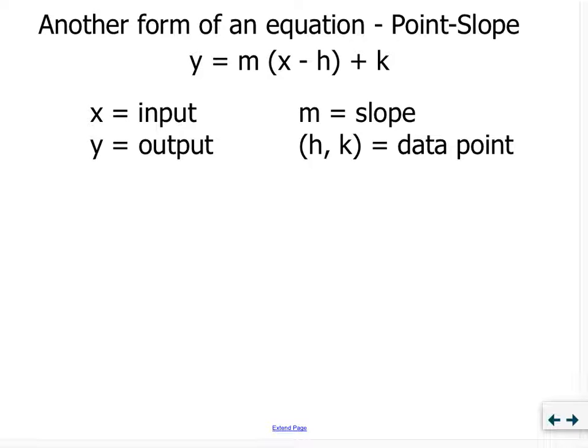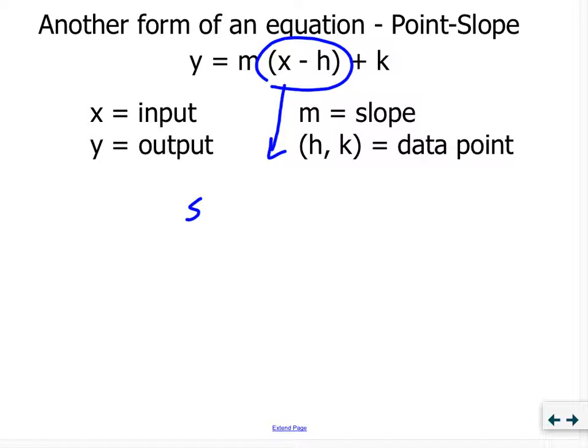So just like before, the x and the y value, those are the inputs and the outputs. X is the number that goes in, y is the number that comes out. So in the equation we want to write, the x value is going to be m, the number of months, and the output is going to be v, the value of the account. In this case, m stays the same as the slope value, but notice that h and k are the data points.